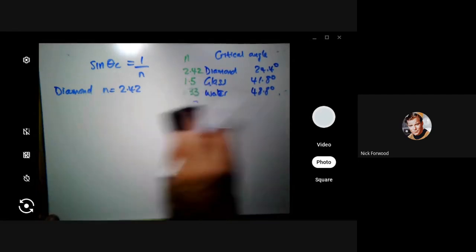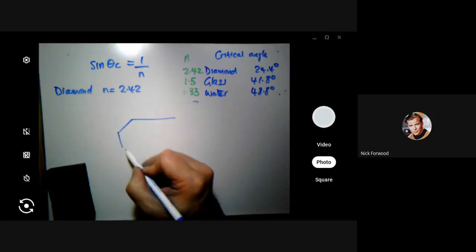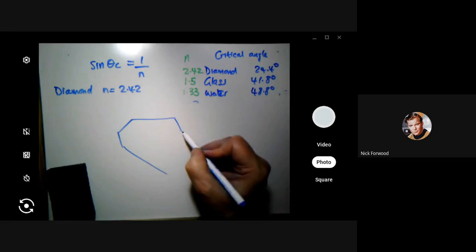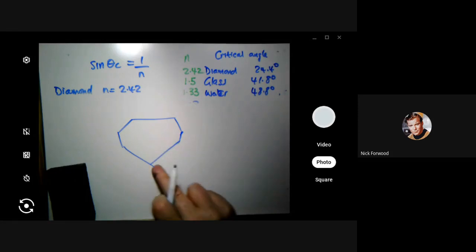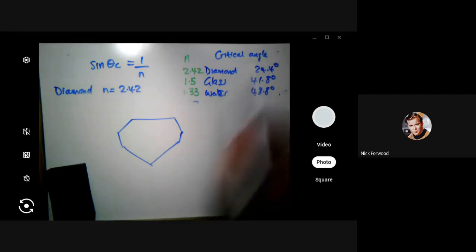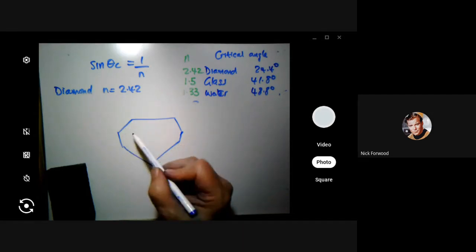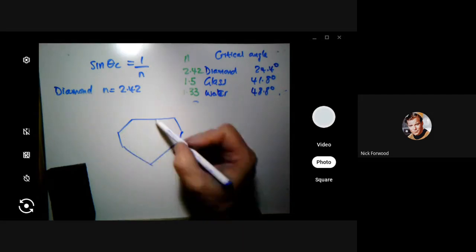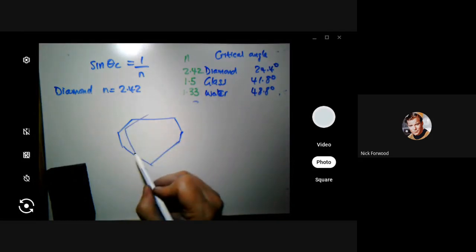This used to be in the syllabus, but diamonds, when they're cut, are cut like this when you look at them from the side. This would be the shape of a diamond. This would be the top. And what happens is that light comes in and it's got a small critical angle. So it comes in and bounces off. It internally reflects off all of these different faces here, and the light does a sort of bouncy thing like this, and eventually comes back out again.